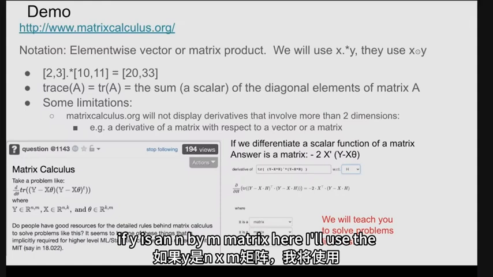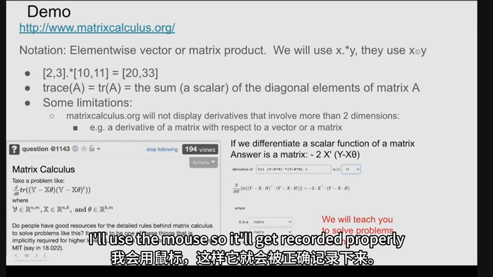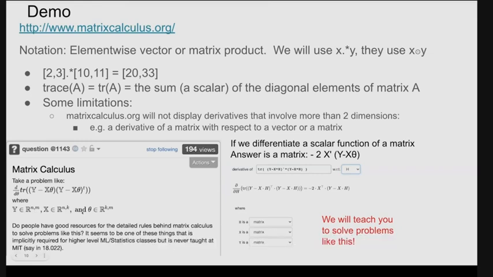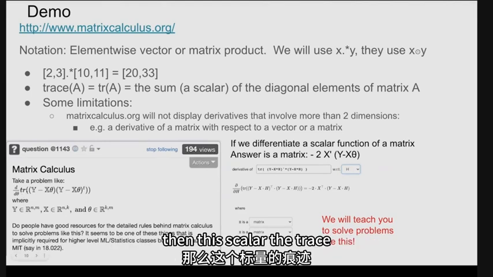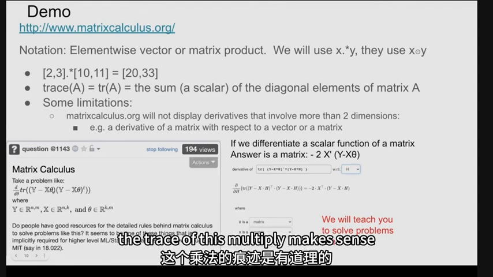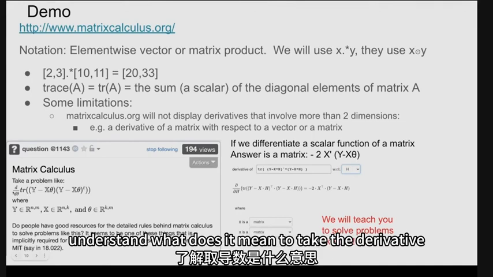If y is an n by m matrix, x is an n by k matrix, and theta is also a matrix, a k by m matrix, then this scalar, the trace of this multiply, makes sense, right? And one could try to understand what it means to take the derivative.